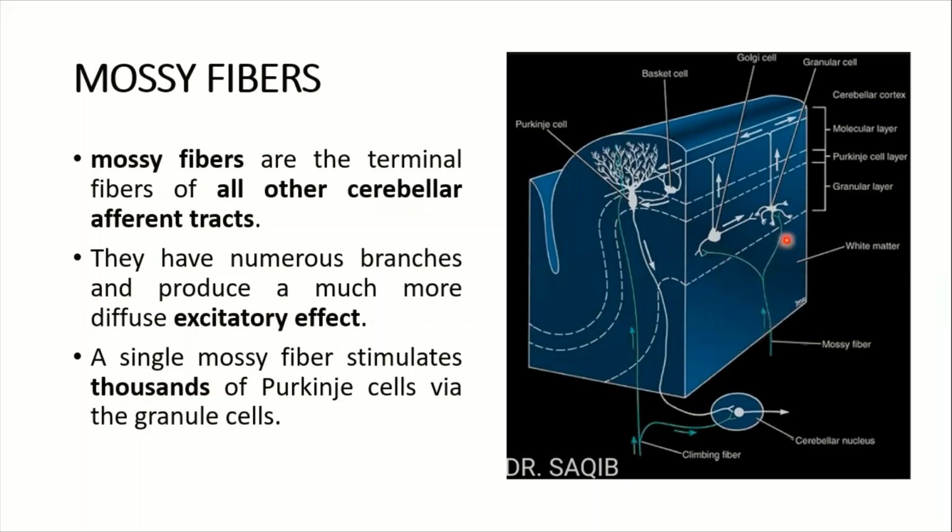Here I will discuss the glomerulus as well. I will talk about it very soon. A single mossy fiber stimulates thousands of Purkinje cells via the granule cells, right? Here they are coming, and here with the granule cells they form the cerebellar glomerulus, and in this way a single mossy fiber stimulates thousands of Purkinje cells.